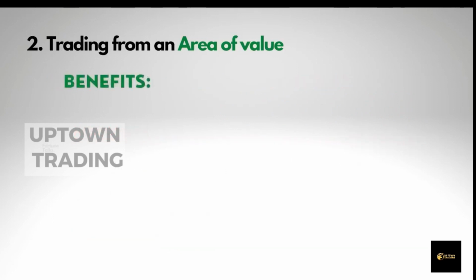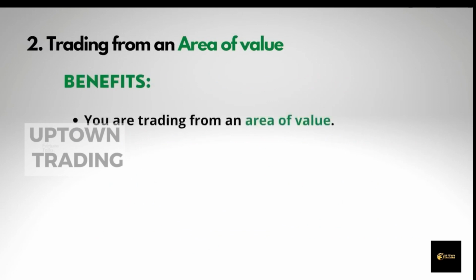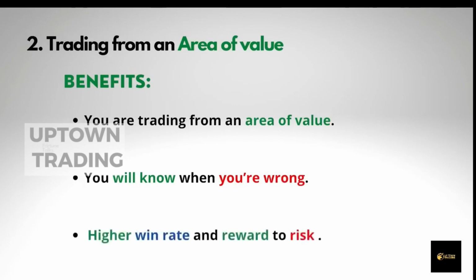Now some of the benefits of trading at a support or resistance level are that you are trading from an area of value. Secondly, it tells you when you are wrong. That is, if the reversal fails, your stop loss will be hit and you will be out of your trade. And finally, it improves your winning rate as well as your reward to risk because of the area of value and also based on the degree of rejection from the level.